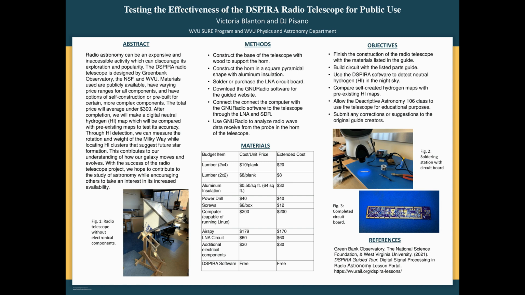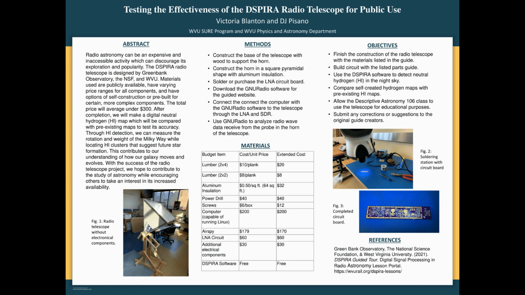The goal of my project is to test the accuracy of a radio telescope by creating a map of neutral hydrogen visible from our sky. We are currently using a guided construction manual created by professors and professional astronomers from Green Bank Observatory, the National Science Foundation, and West Virginia University. The point of the guide is that anyone, even those with limited experience, can construct the telescope if given the financial means to do so.